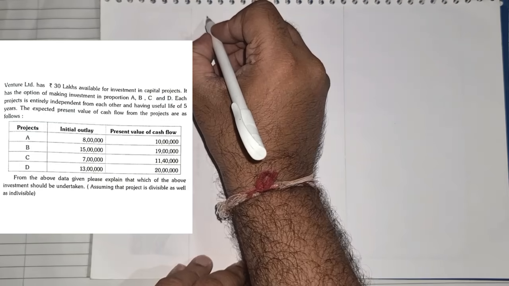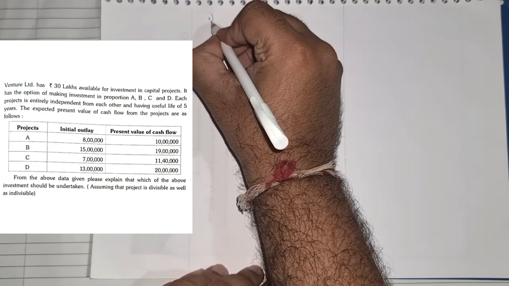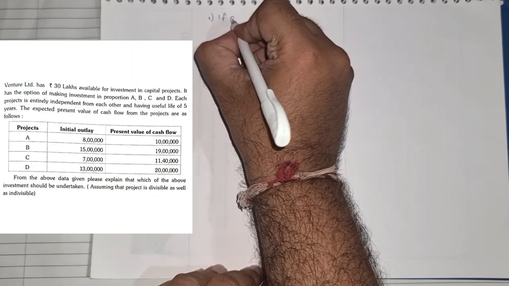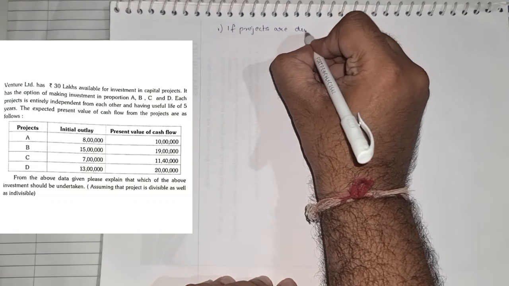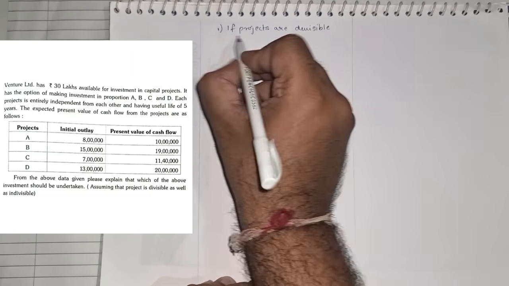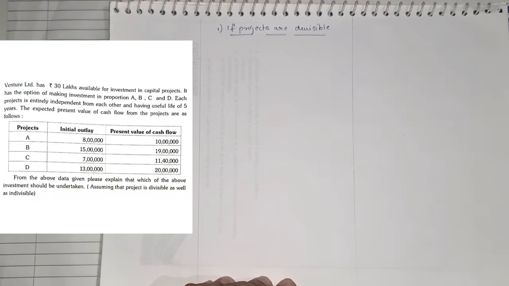So what we'll do here is note down number 1: if the projects are divisible. First we will be solving if it is divisible, then what can happen in this case. Now see the difference between both. If it is divisible, we have to rank them, and based on the ranks we'll see which investment is the best. They have given you initial outlay and present value, so we need to find the net present value, that is NPV.